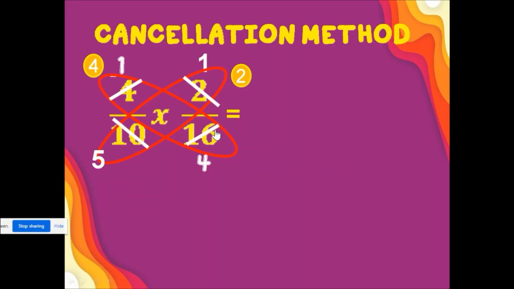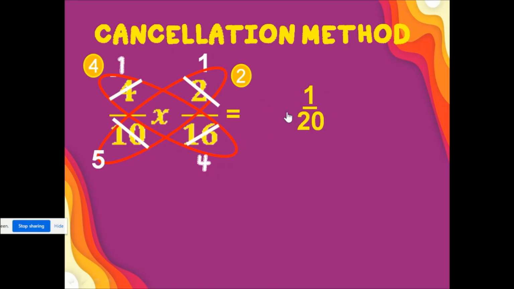We say that this is much easier than the method we used a while ago. So now we simply multiply 1 times 1, that is equal to 1. And then 5 times 4, that is equal to 20. As you can see, our answer is 1 over 20, which is in its lowest term.